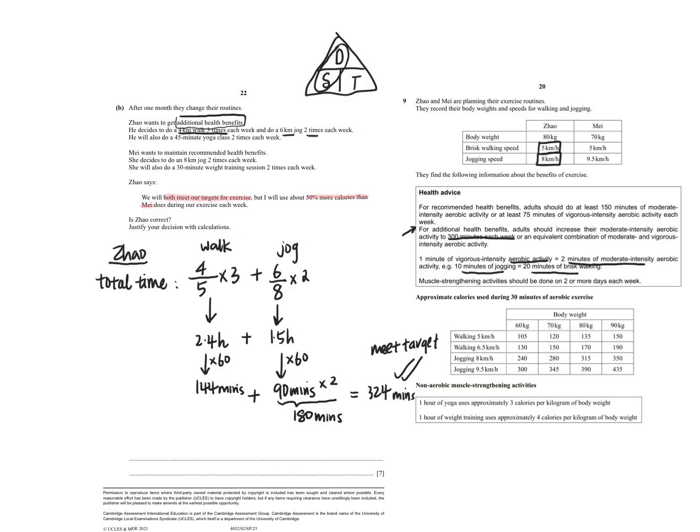Okay, so this is what I check first. Later I will calculate the calories. But this is the total time required for Zhao. So next I want to check for May whether she also meets the timing. So total time, she spends only on jogging 8 kilometers and her speed is 9.5. So I divide by 9.5 and she jogged 2 times per week.